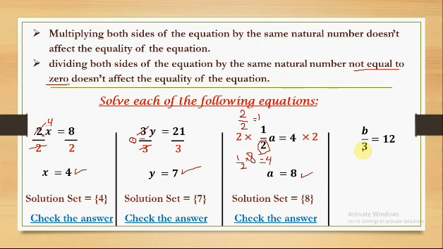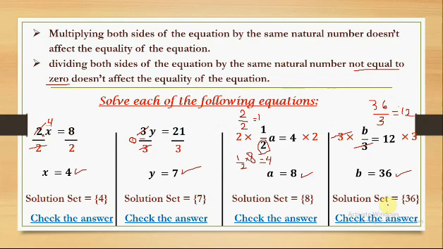b over 3 equals 12. When I have division, I am going to use the multiplication to solve it. Multiply by 3 to the left side and multiply by 3 to the right side. Again, like this one, 3 over 3 means 1. So b is going to be alone. Equals 12 multiplied by 3, b equals 36. Check your answers. 36 over 3, or 36 divided by 3 equals 12. Then the solution set is 36.